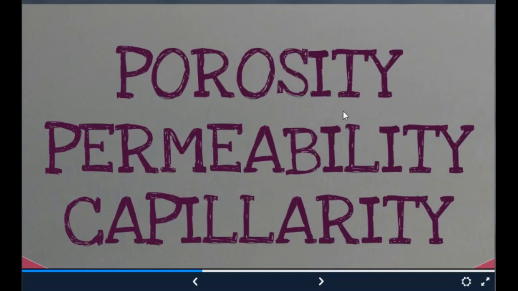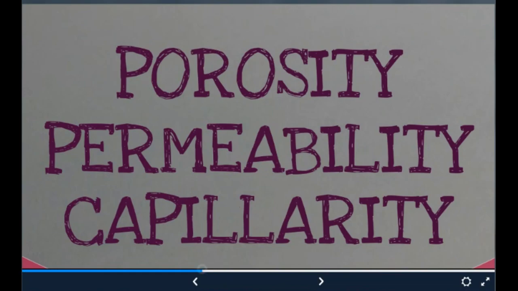I'm going to be finishing up my notes on infiltration today. Tomorrow, we're actually going to do a virtual lab. I have no idea how that's going to work, but before we get there, we're going to be talking about these three words: porosity, permeability, and capillarity.